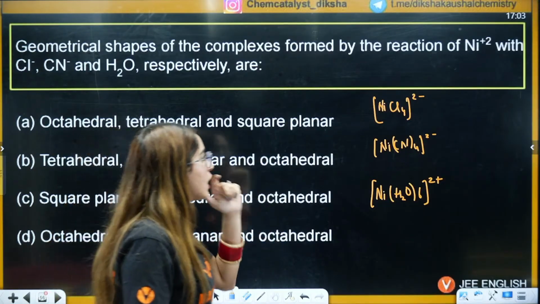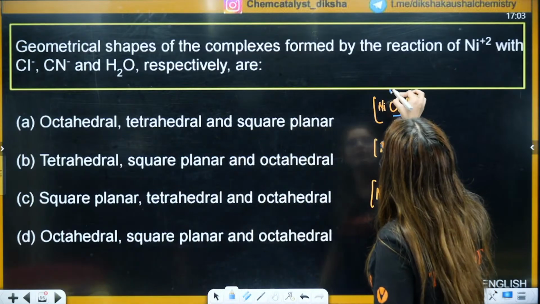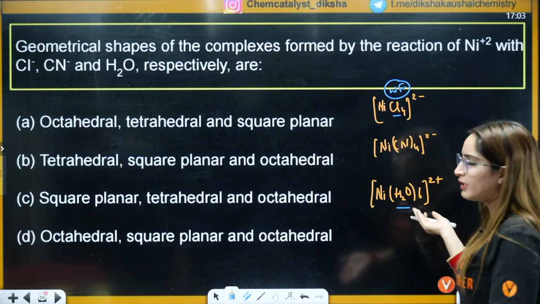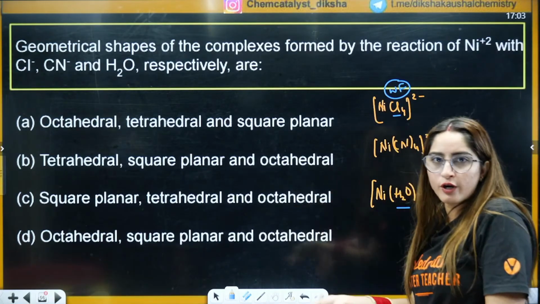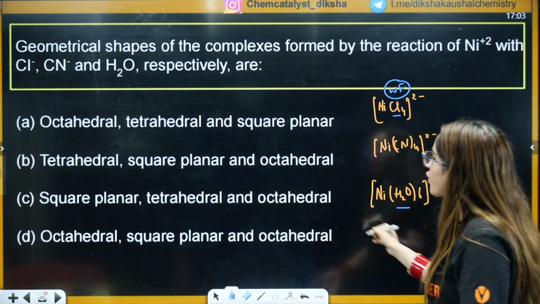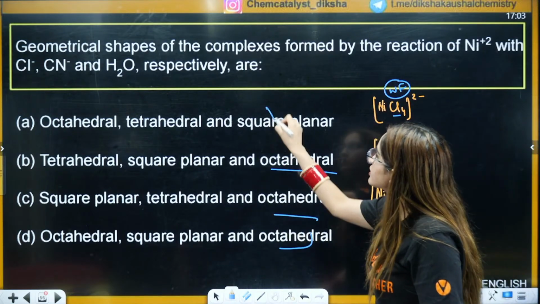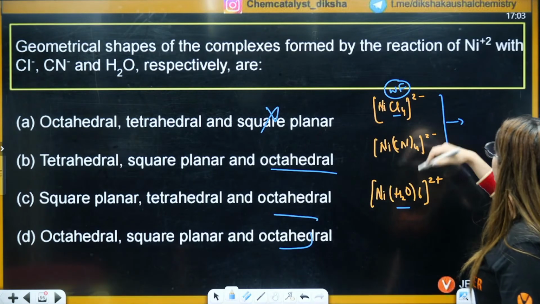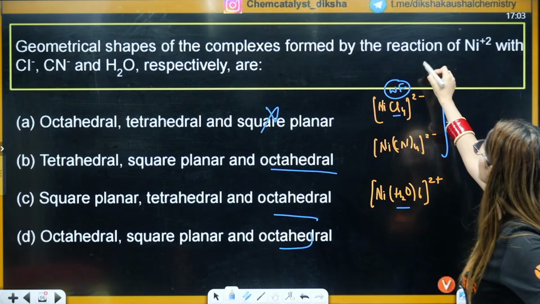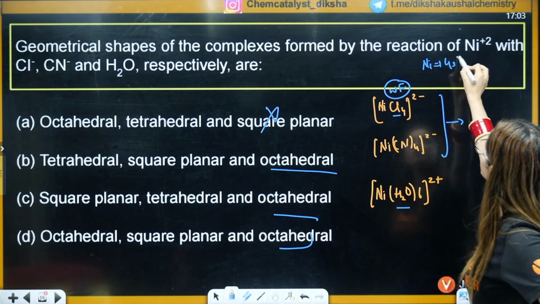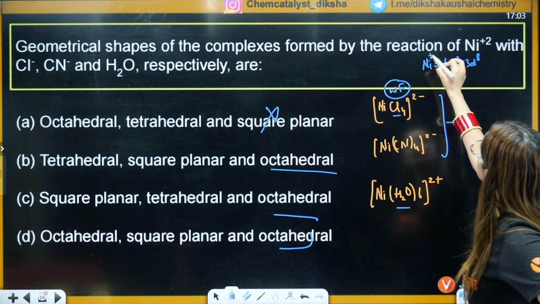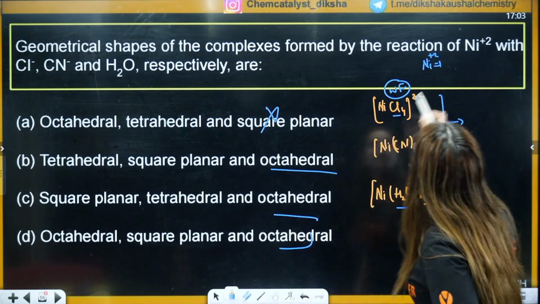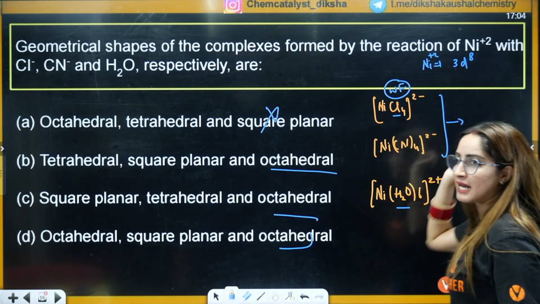So here we know that water is a weak field ligand, right? About this we know that it is going to form octahedral only. Either it will be inner octahedral or outer octahedral, right? So we don't even need to solve this. This will be octahedral only. So this option is eliminated here, right? Out of these two, we have Ni2 positive here. We know that nickel is 4s2 3d8. Nickel 2 positive is directly 3d8.